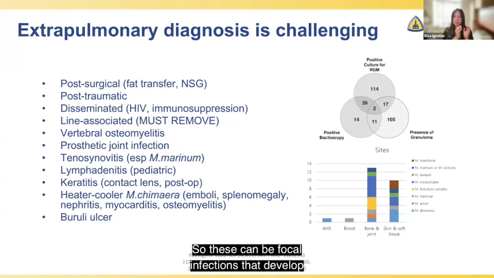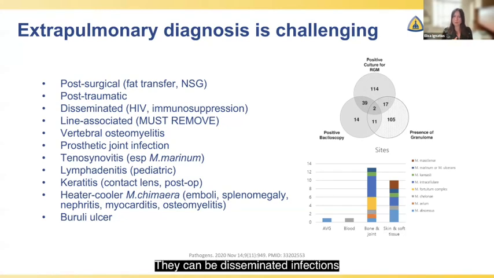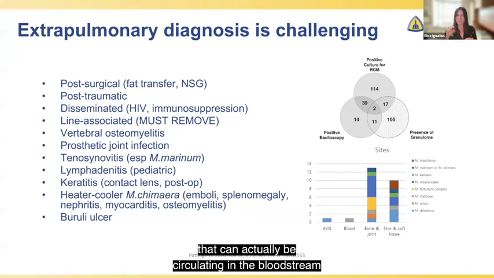These can be focal infections that develop after surgery at that site. They can be disseminated infections that can actually be circulating in the bloodstream and deposit at different areas within the body. They can be associated with prosthetic joints, with contacts. They can be in the lymph nodes. So there are just so many different ways in which extrapulmonary NTM cases can present, which again means that the clinical suspicion needs to be high so that the right diagnostic tests are ordered and performed so that hopefully that diagnosis can be secured.